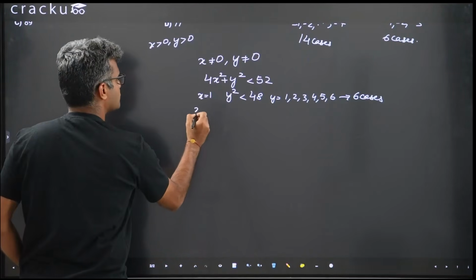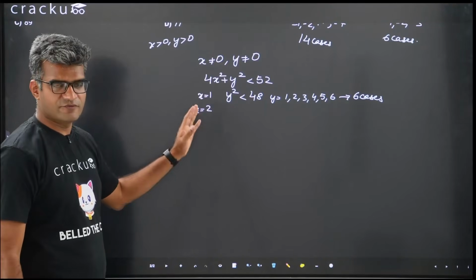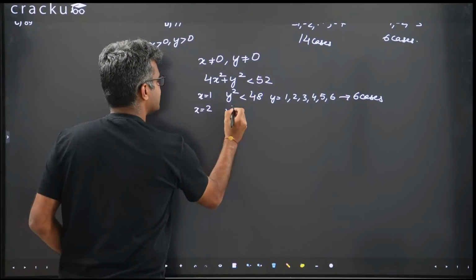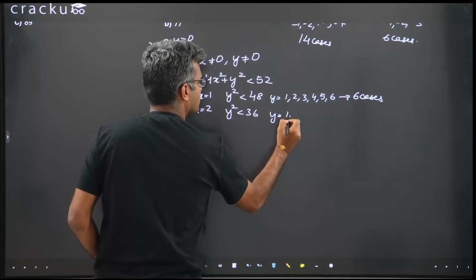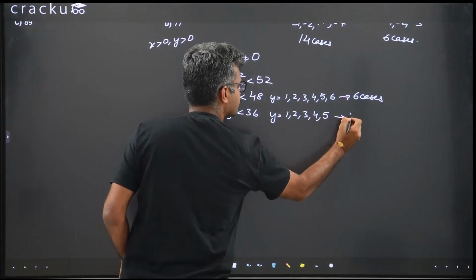If x is equal to 2, then x square will be 4, 4x square will be 16, so y square will be less than 36. So the values that y can take are 1, 2, 3, 4 and 5. So there are 5 cases.